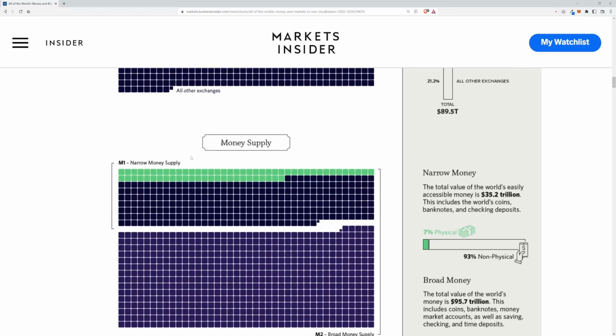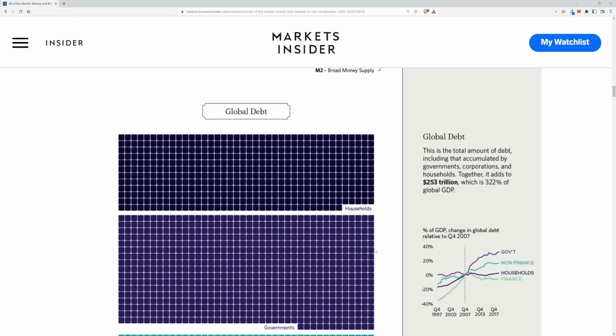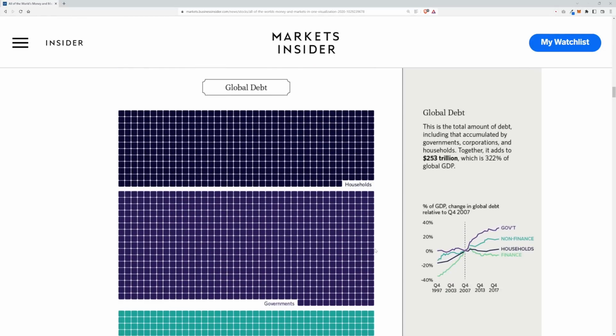Now, this is the money supply. This is the narrow money supply up in here, and this is the broad money supply. So the total value of the world's easily accessible money is 35.2 trillion. This includes the world's coins, banknotes, checking deposits, and only 7% of that is physical, and 93% is non-physical. And the broad money supply, $95.7 trillion. Unbelievable.